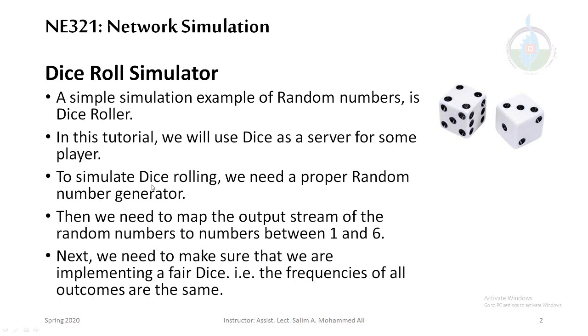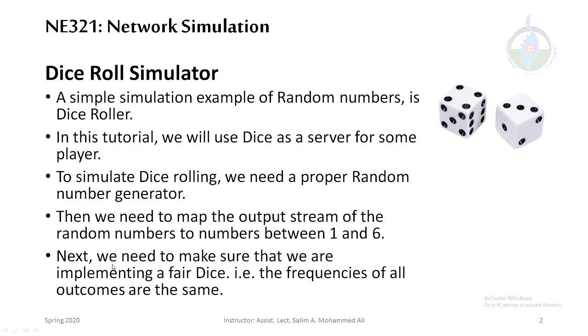To simulate dice rolling, we need a proper random number generator. Then we need to map the output stream of the random numbers to numbers between 1 and 6. We all know that most or all random number generators have values between 0 and 1. So how do we map or scale the outcome of the number generator to between 1 and 6? This is another trick we have to do in the program.